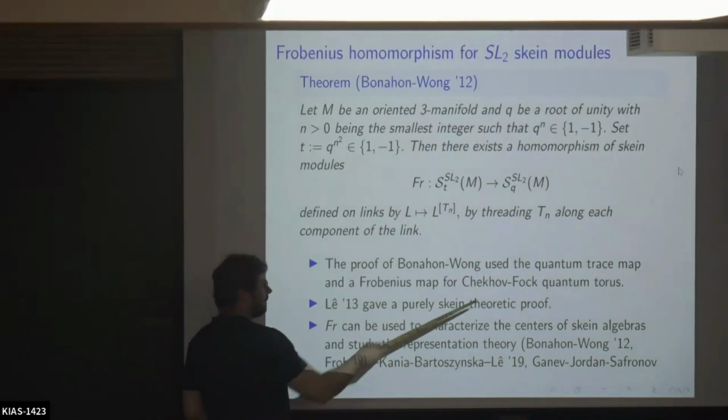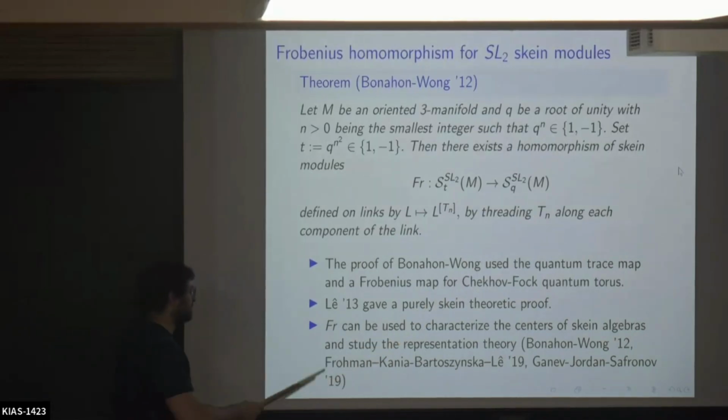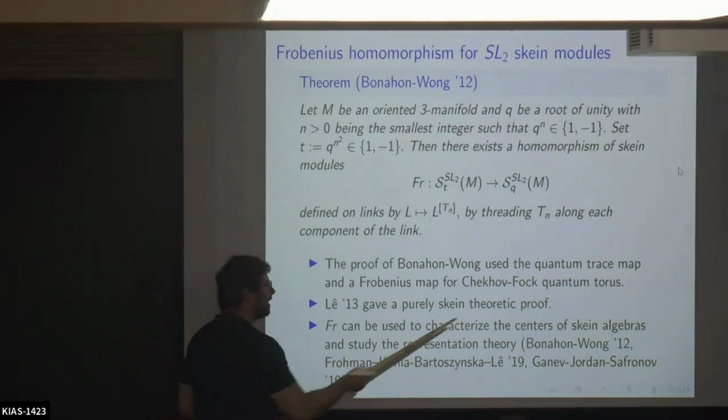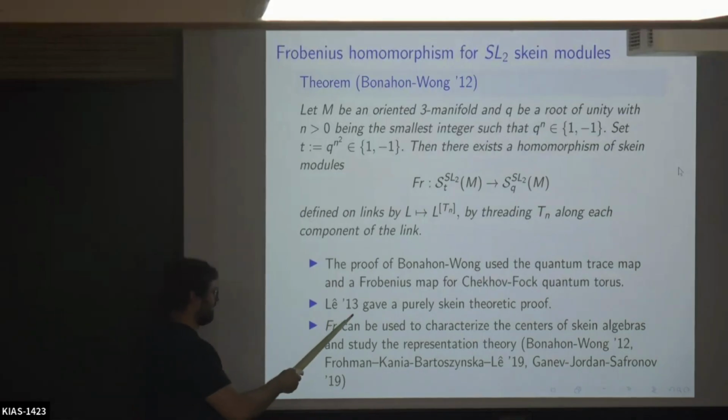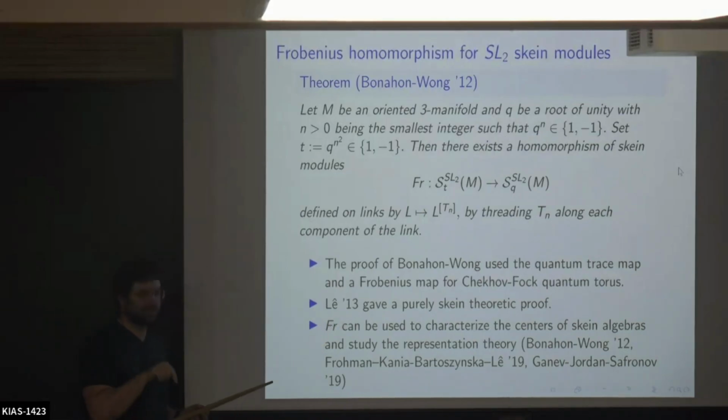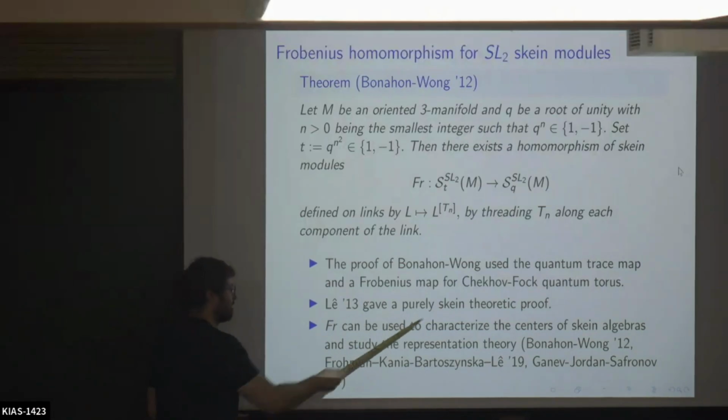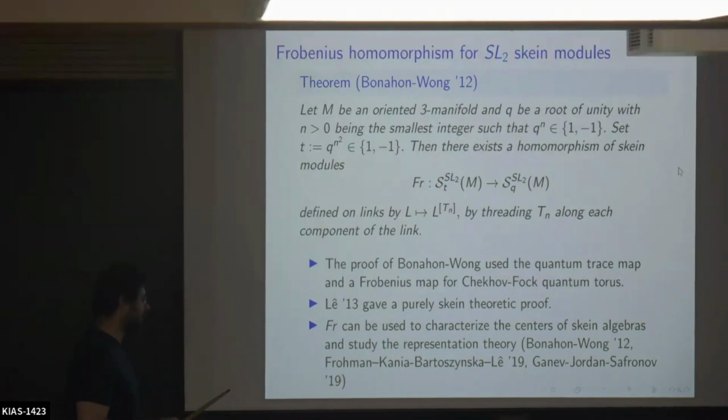But this was a complicated proof that used a lot of machinery. Tangley has given a purely Skein theoretic proof that didn't use quantum algebraic machinery, but it did use the fact that the Skein algebra of the 3-punctured sphere is a polynomial algebra in 3 variables, which doesn't generalize to higher rank. So that's one reason why I'm interested in a different Skein theoretic proof.